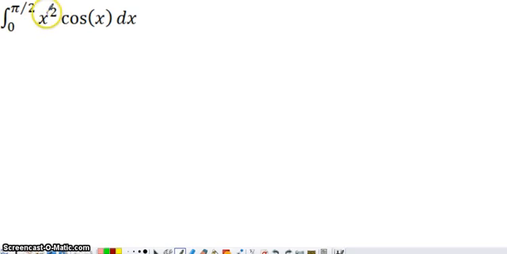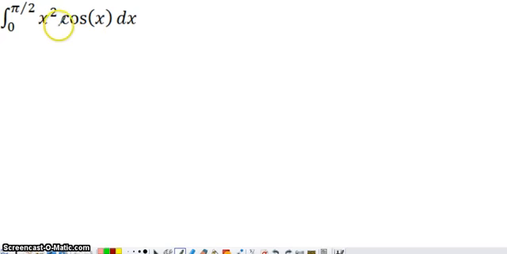This x squared is obviously always defined, as is cosine of x, so we don't have to worry about it ever being undefined at or between the limits of integration. So we're going to be looking for an antiderivative of this integrand. Once we have that, we'll toss in the upper limit, toss in the lower limit, take a difference, and we're going to have our answer.